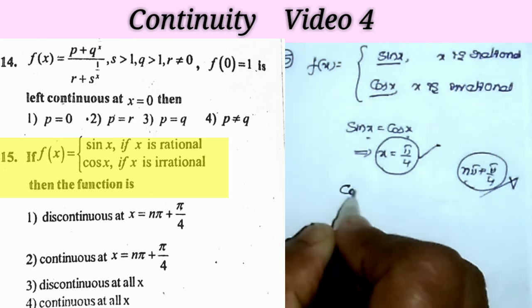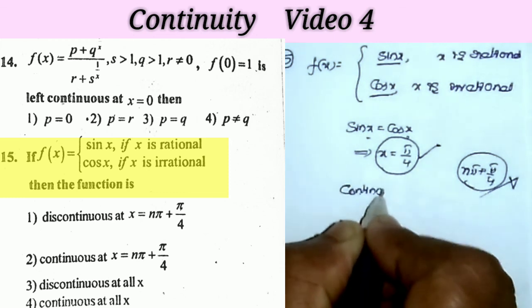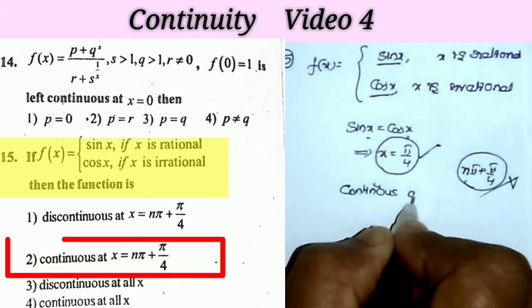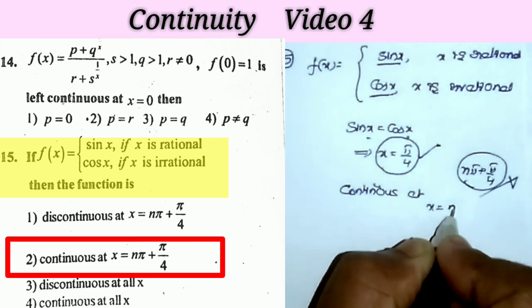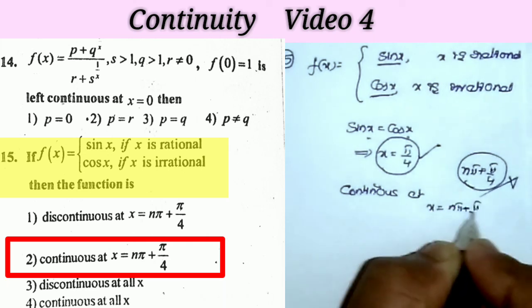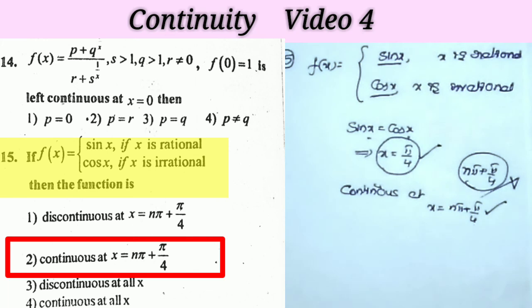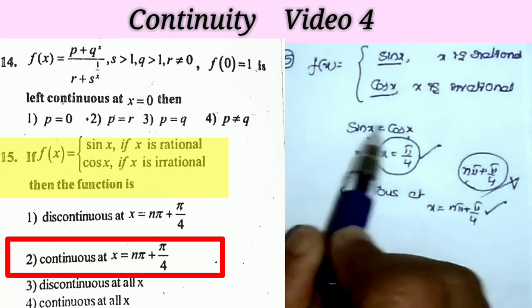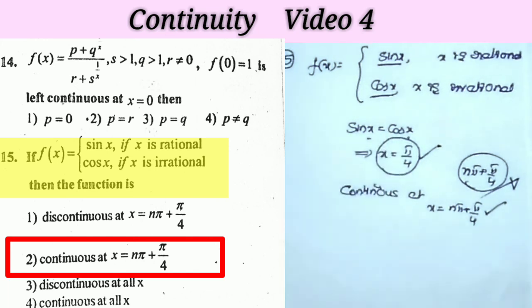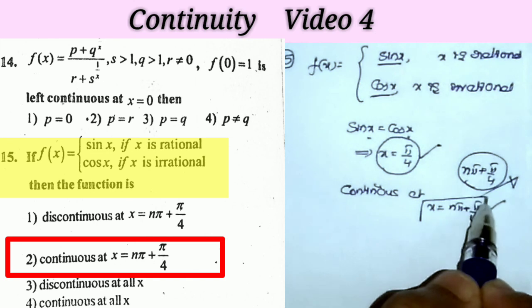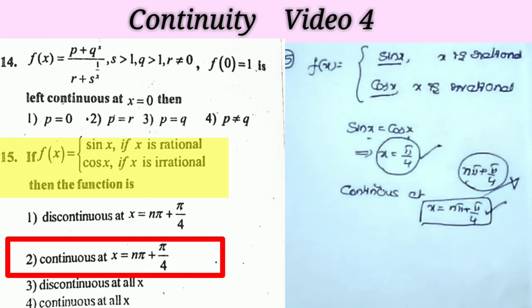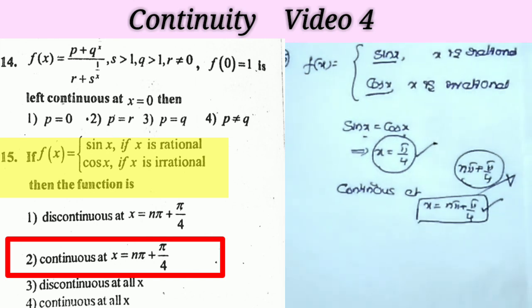And what is the second option? Continuous at x is equal to n pi plus pi by 4. Yes, this is the correct answer. If these two values are equal, then the function is continuous. At what values of x are these two functions equal? X is equal to pi by 4. So the answer is, the function is continuous at x is equal to n pi plus pi by 4. That is the second option.